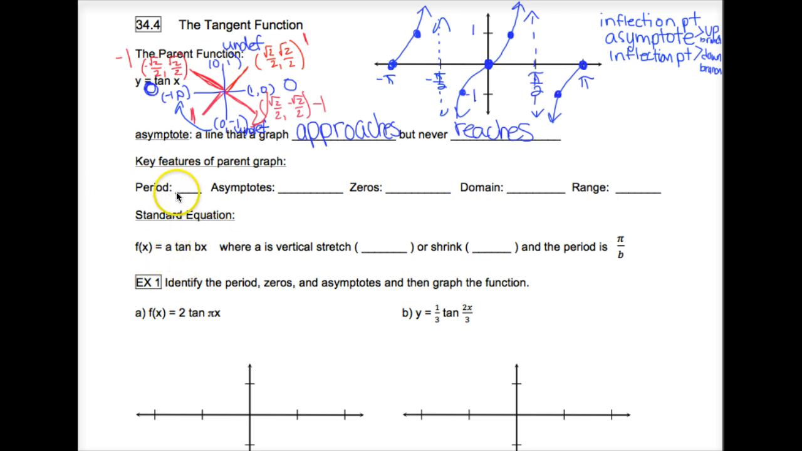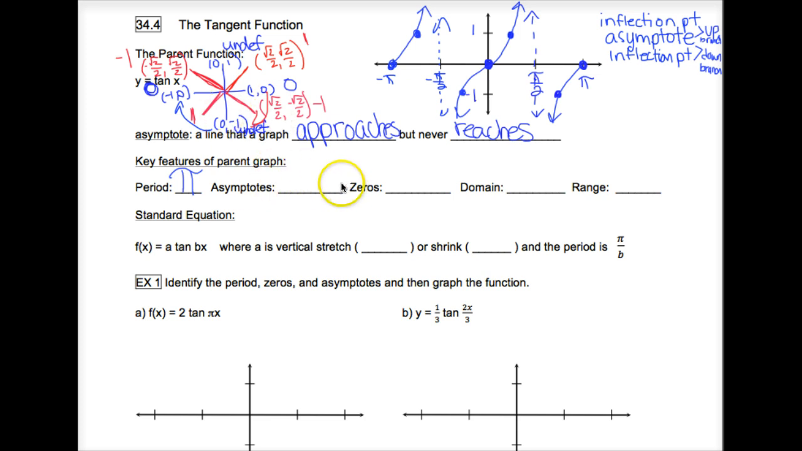The period of a tangent graph is pi instead of 2π, because from here to here is all we have before it starts repeating, because the next thing I would have would be another up branch and an asymptote. So the period is pi, which is why I only have 2 marks instead of 4.